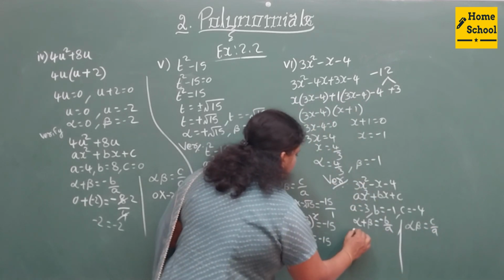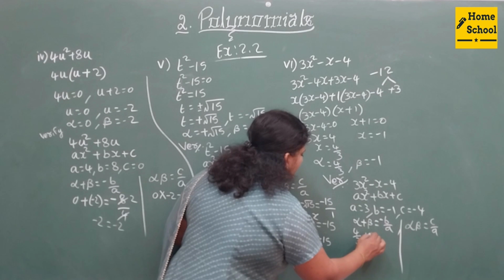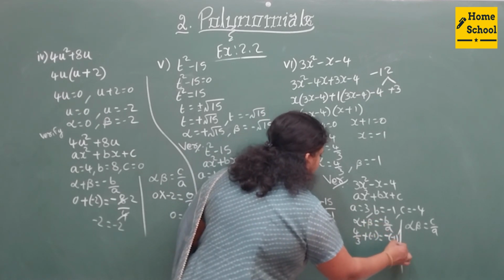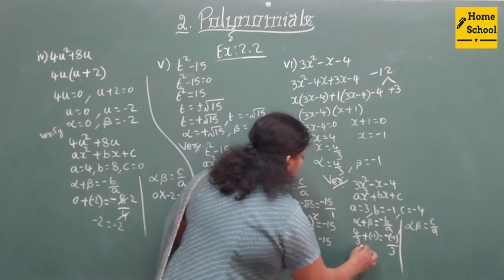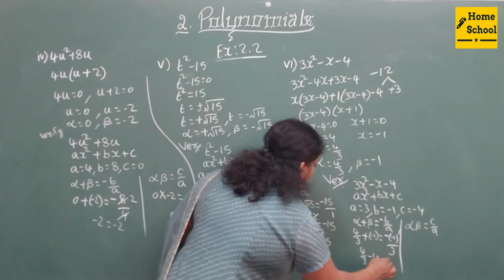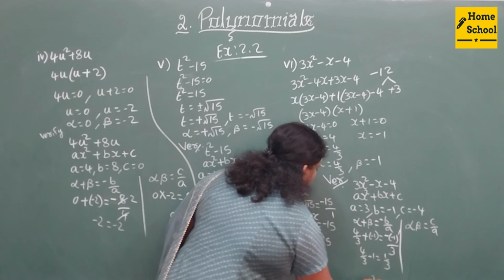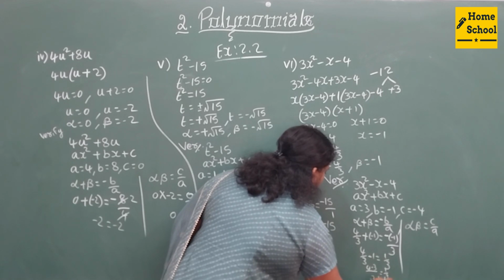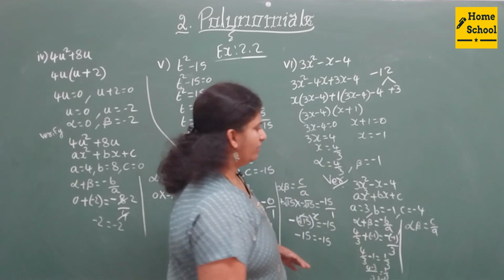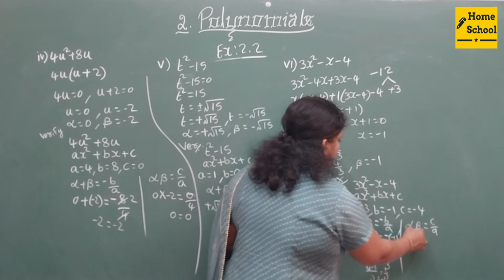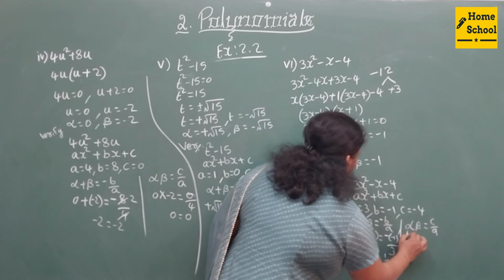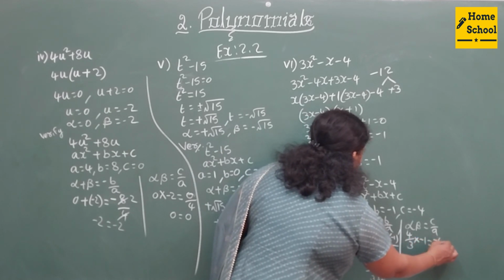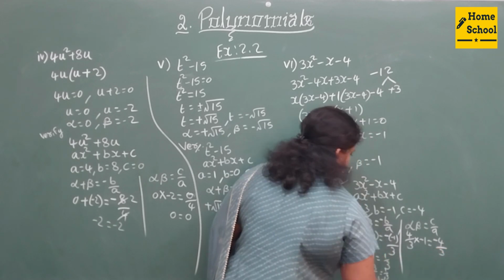Substitute, alpha value is 4 by 3 plus beta value is minus 1. And here b value is minus of minus 1 by 3. 4 by 3 minus 1 equal to 1 by 3. Do LCM, 4 minus 3, and that is 1 by 3 equal to 1 by 3. And here product of zeros, alpha beta equal to c by a. Alpha value is 4 by 3, beta value is minus 1. c value minus 4, a value is 3.